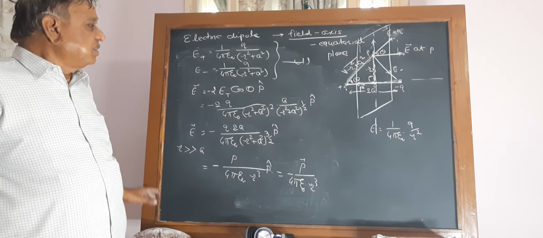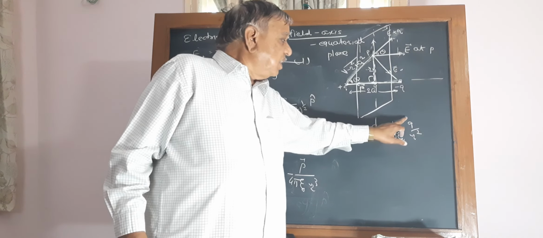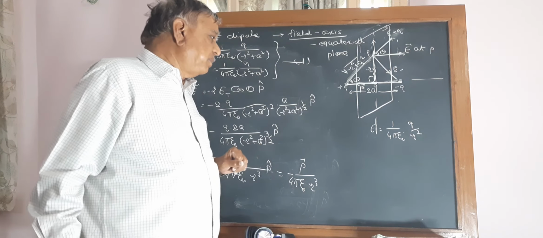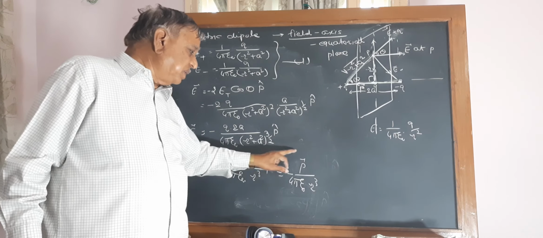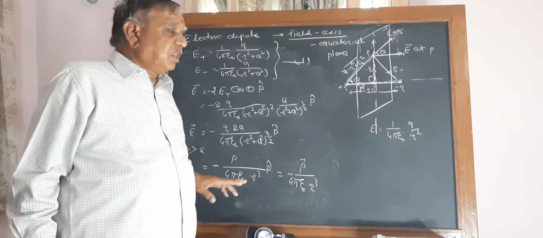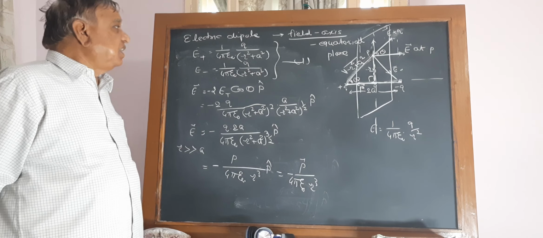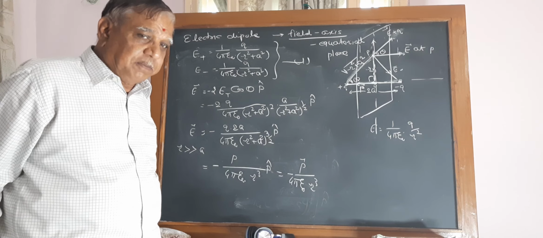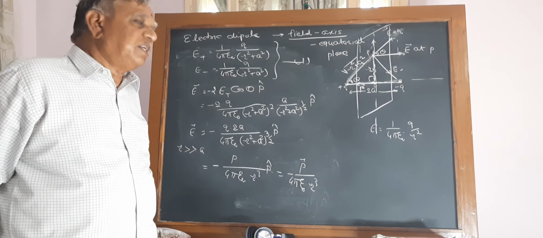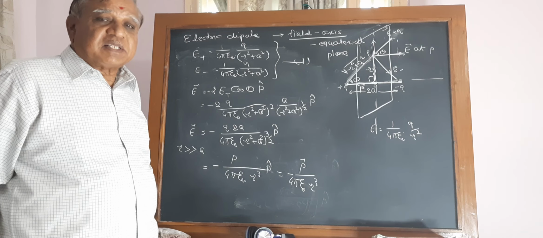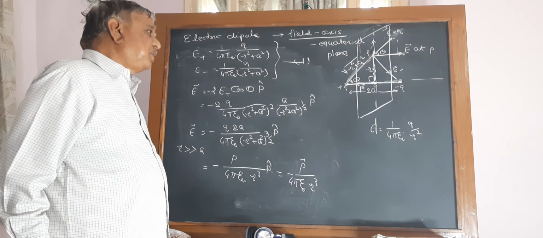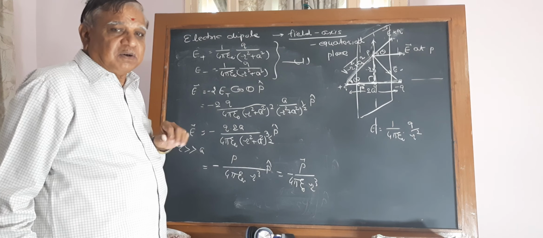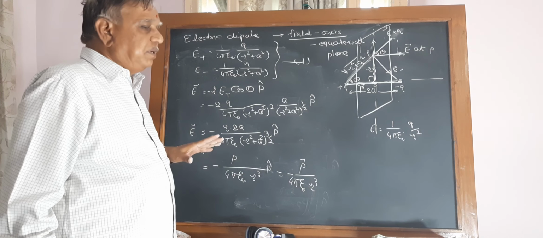So for a single point charge, the field is proportional to 1 upon R square, while for a dipole it is proportional to 1 upon R cube. From the equation it is clear that for a single point charge, the field is inversely proportional to R square, while for the dipole it is inversely proportional to R cube. So in this way, the field on the axis and on the equator of the dipole can be derived.